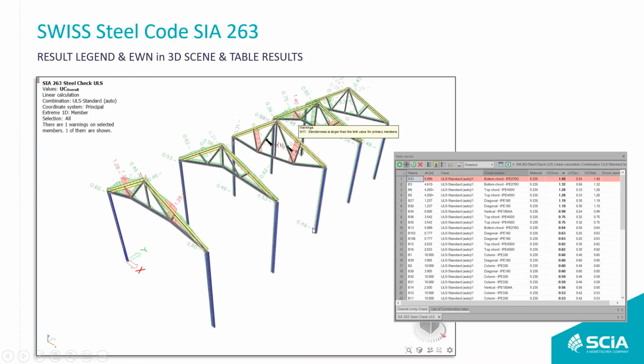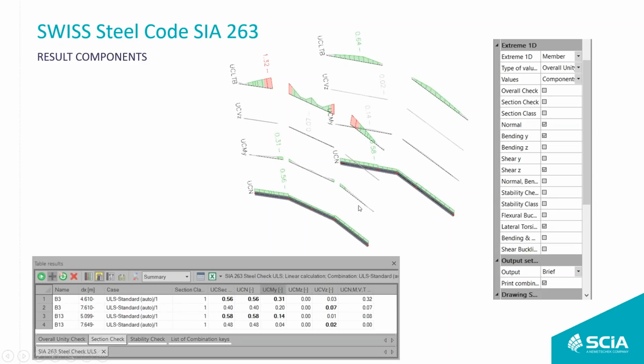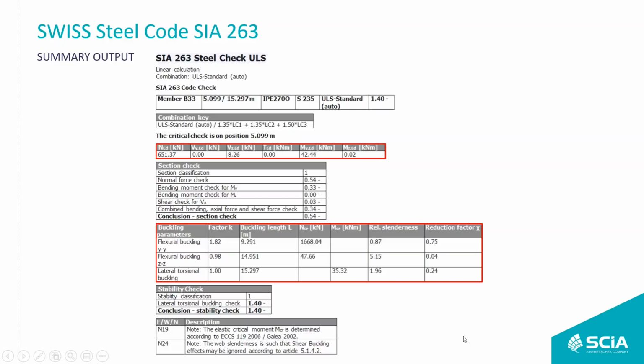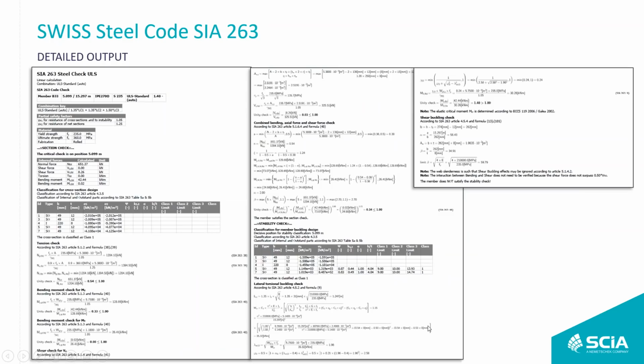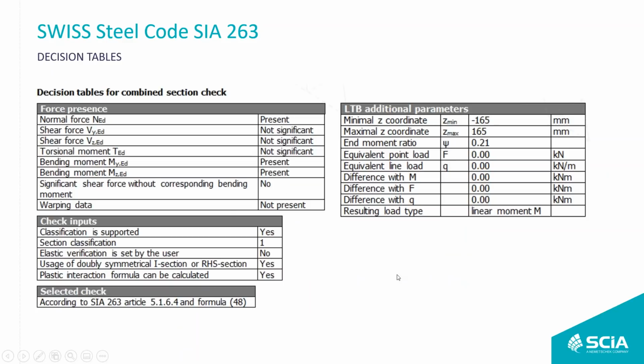We saw that all the check tools available for new checks are also now available. We are able to plot various result components. So for example, we can plot normal force, bending moment, shear force, LTB. We can also customize these tables. In the table results, the summary output has been extended with buckling parameters and internal forces. The detailed output has been extended. And also here we have decision tables added. So this is an explanation of why we use a certain formula to perform the combined check.